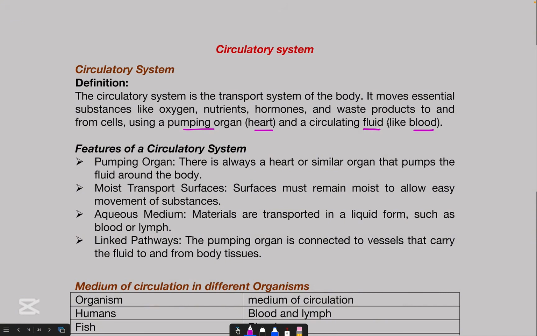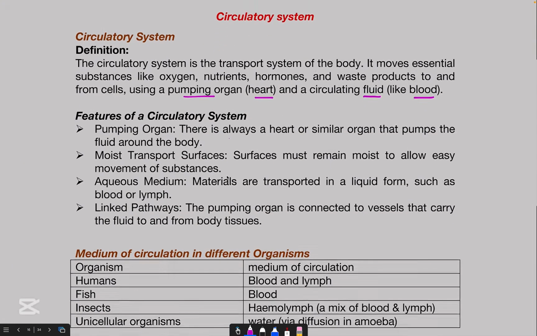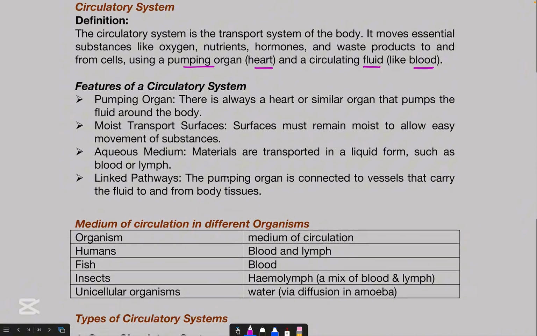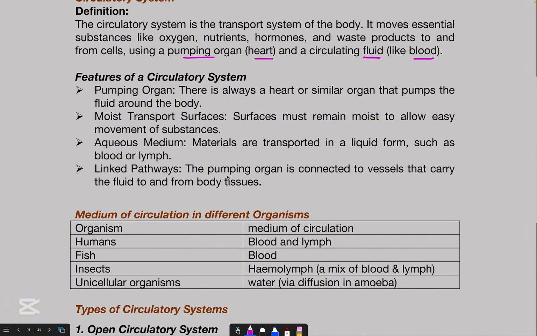Is that okay? Now, what are the features of the circulatory system? Pumping organ. There's always a heart or a similar organ that pumps fluid around the body. Now, moist transport surface. The surfaces must remain moist to allow easy movement of substances. Now, aqueous medium. Materials are transported in a liquid form such as blood or lymph. Linked pathway. The pumping organ is connected to vessels that carry the fluid to and from body tissues.